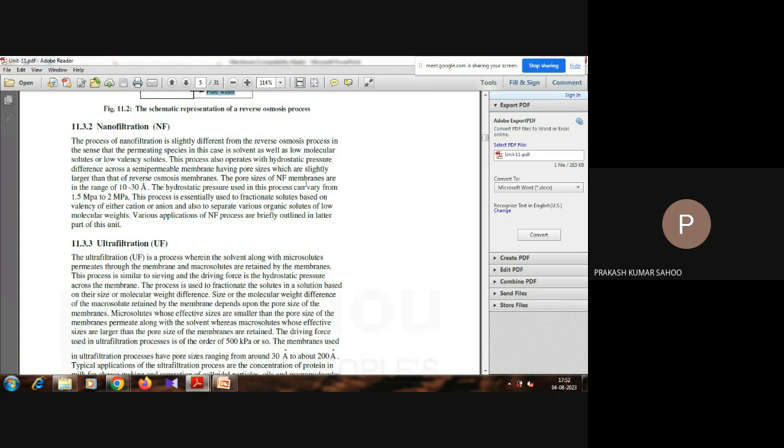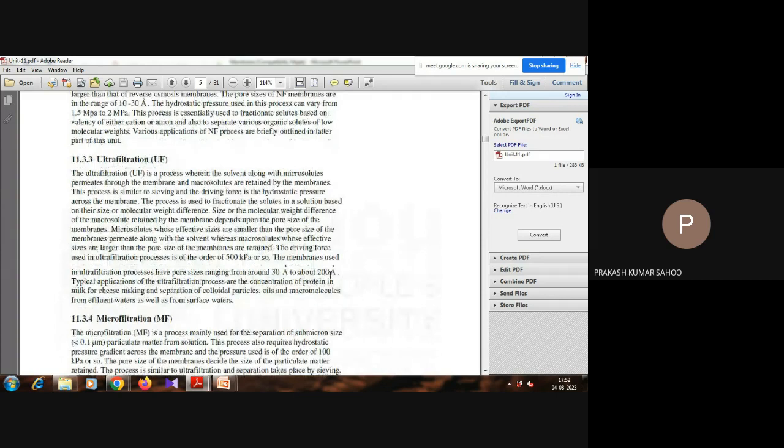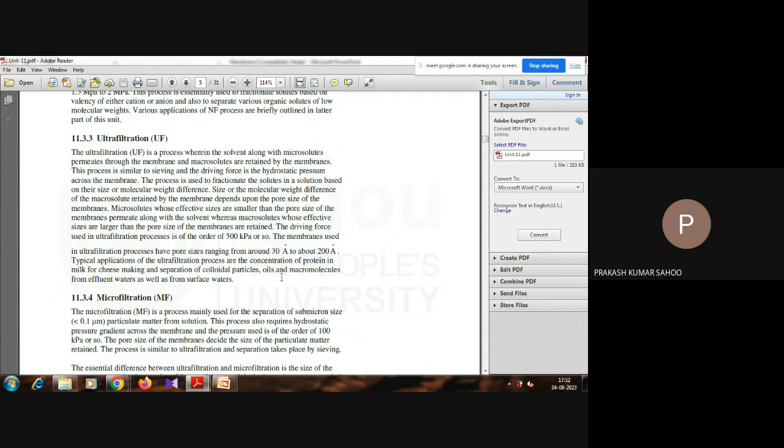Then it is followed by nanofiltration. Nanofiltration means if the pore size of the membrane is around 10 to 30 angstrom, then nanofiltration will be carried out, which is followed by ultrafiltration. In ultrafiltration, we have a pore size of 30 angstrom to 200 angstrom. This is our ultrafiltration range, in which 500 kPa of force or pressure is applied. So this is ultrafiltration, where the pore size is 30 angstrom to 200 angstrom.